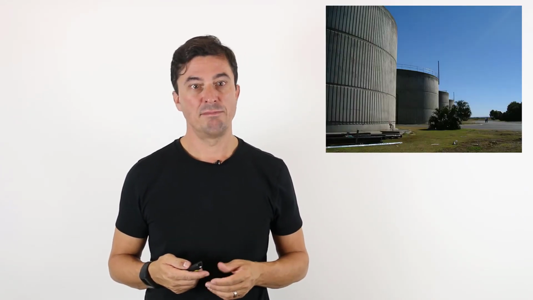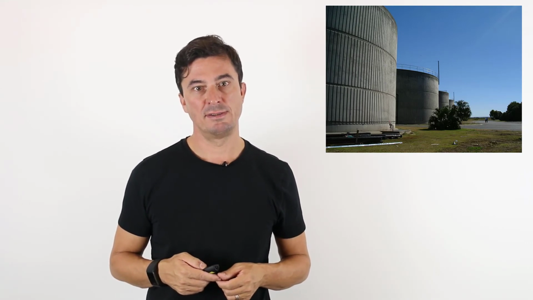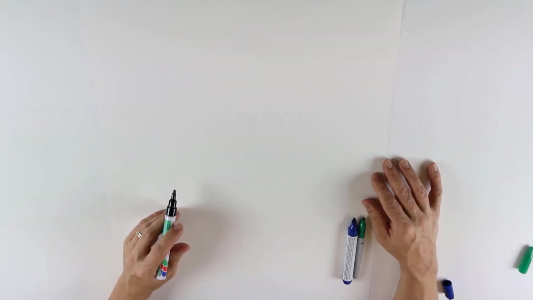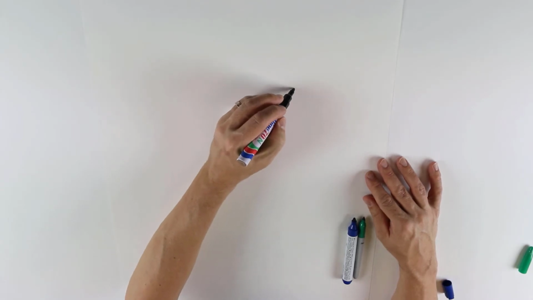This is what they look like. Nothing spectacular. It's just a cylindrical tank. An interesting next example is the upflow anaerobic sludge blanket reactor. The second type of reactor I will discuss is the upflow anaerobic sludge blanket reactor, the UASB.